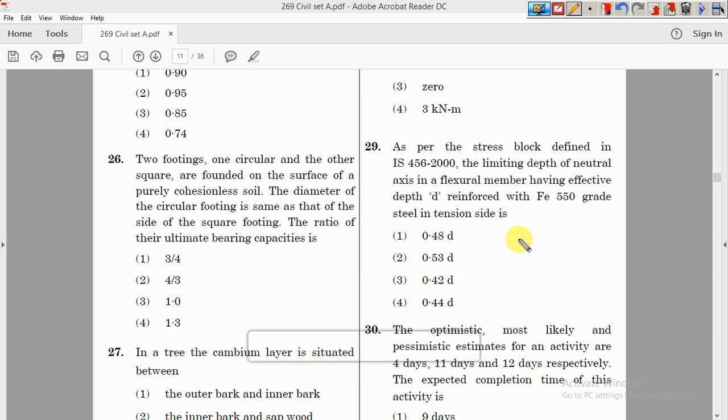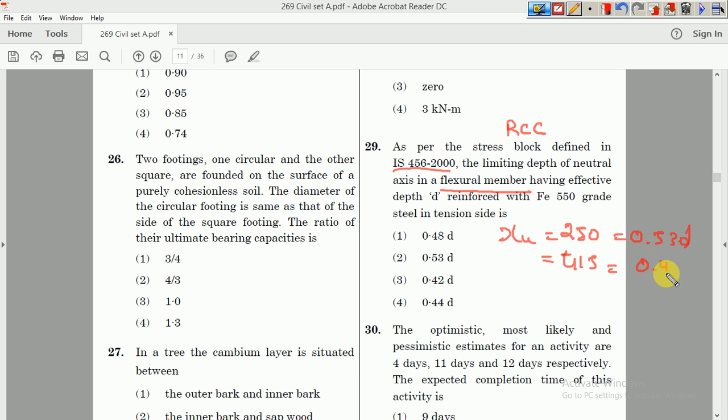Okay, this is a direct question. They are asking us to find, as per IS 456-2000, the limiting depth of the neutral axis of a flexural member. This again comes from RCC. Normally we know the limiting depth of the neutral axis for Fe 250 is 0.53 D, for 415 it is 0.48 D, and for 500 it is 0.46 D, which is given in IS 456-2000, as well as it can be calculated by using the suitable formula.